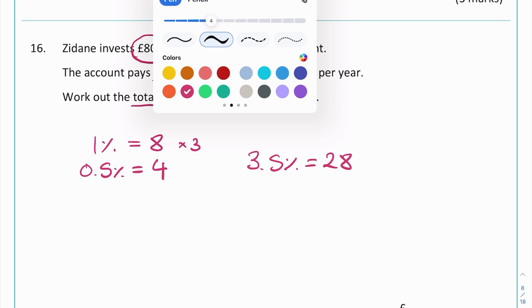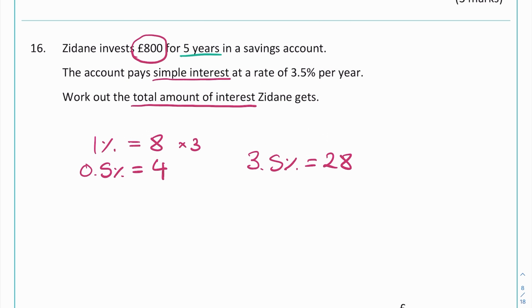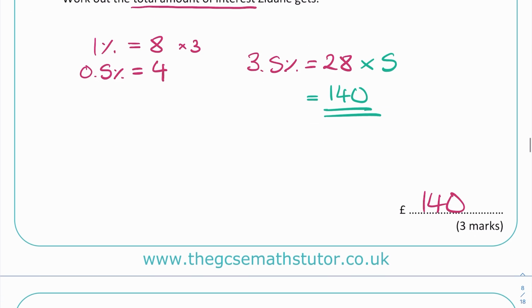Now it says he's going to have that for 5 years, so we're going to multiply that by 5, again on the calculator, and that comes out as £140. So the total amount of interest he's going to get is £140, and that would be our answer. If it said how much does Zidane have in his bank at the end of 5 years, we'd say £940. We'd just add that on to the £800 that he already had in there. And there we go, that is simple interest.